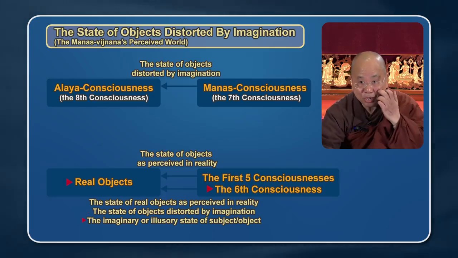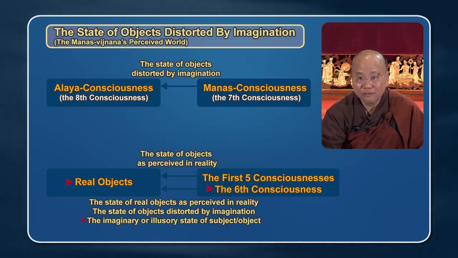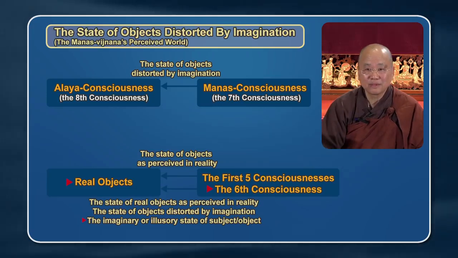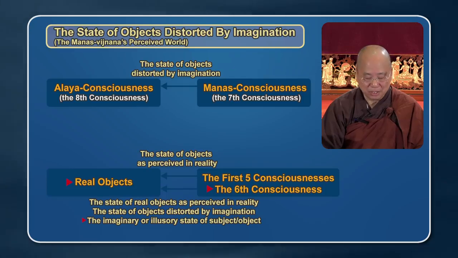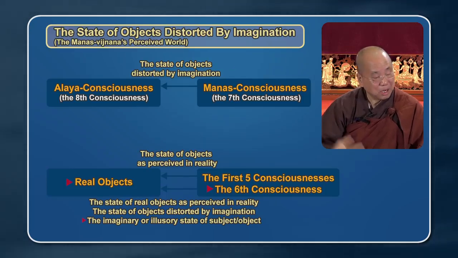The third one, the imaginary illusion state of subject and object, that happens when what? When you are meditating in here and you are dreaming. You're meditating, you're thinking about yesterday, thinking about your party yesterday, how other people embarrassed you or you embarrassed other people. You create a lot of imaginary images of yesterday's event, or you worry about tomorrow's event.